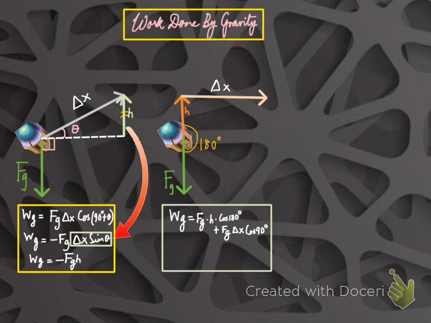However, cosine 90 is 0. Therefore, the work done by gravity again becomes negative Fg times h, which is the same as what we had for the previous displacement, where we went straight from the starting point to the ending point. So the same as before.